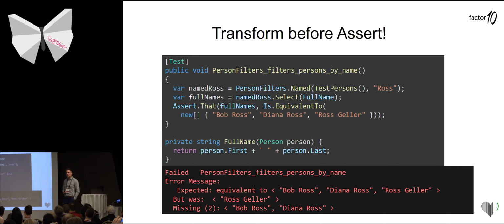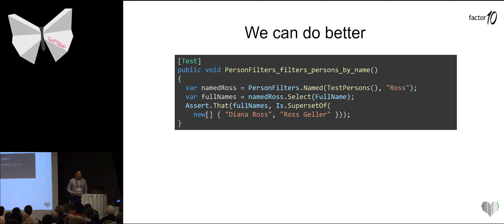In that case, this test will fail, because it tests that we have exactly these persons named Ross in our test data. So it's brittle because it will probably fail with new test data. We don't want our tests to fail when we add new test data. So we can do better.